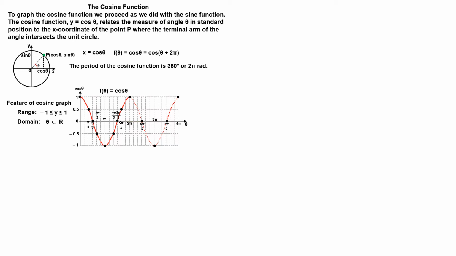The graph repeats itself every 360 degrees, or 2 pi radians. Therefore, the period is 2 pi radians. The amplitude of the cosine function is the distance from the horizontal axis, in this case the theta axis, to a maximum or minimum value. In this case, the amplitude is 1.